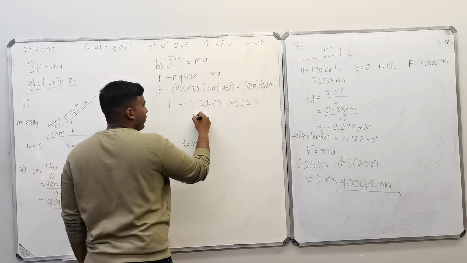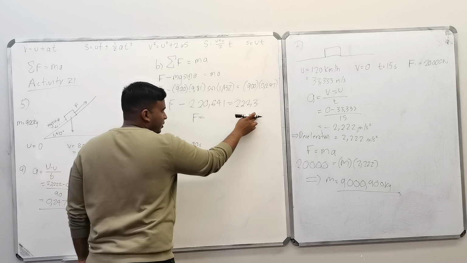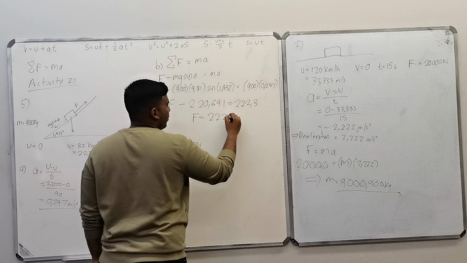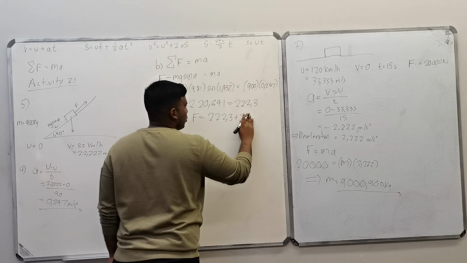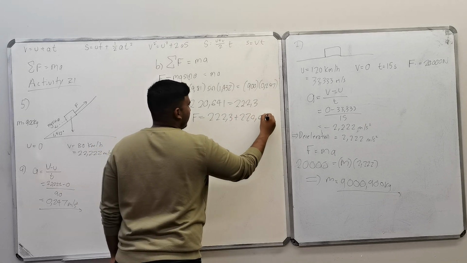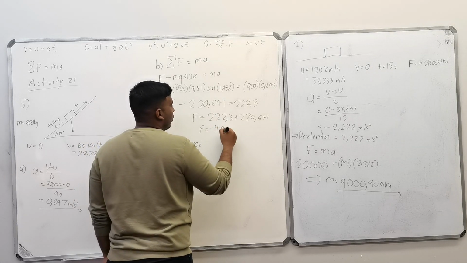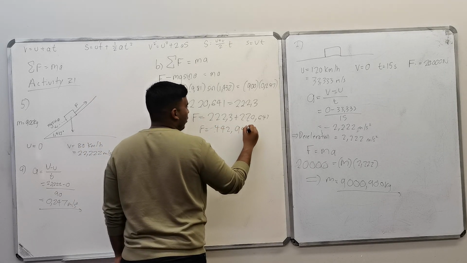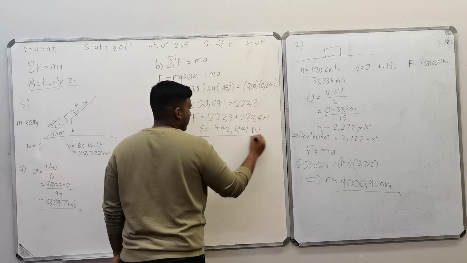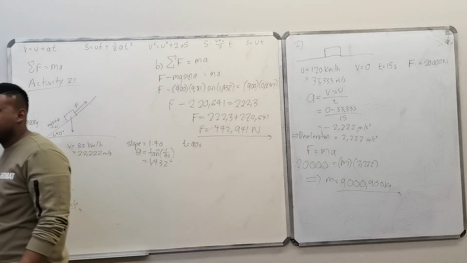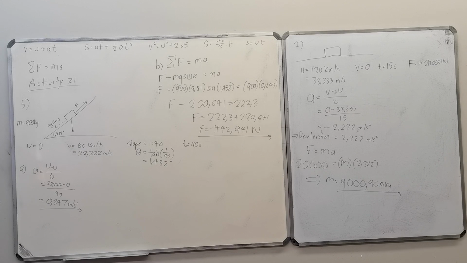So F would be equal to, you take this across, so it will be 222.3 plus 220.641. F is equal to 442.941 newtons. So that's the total force. That's the force being applied.